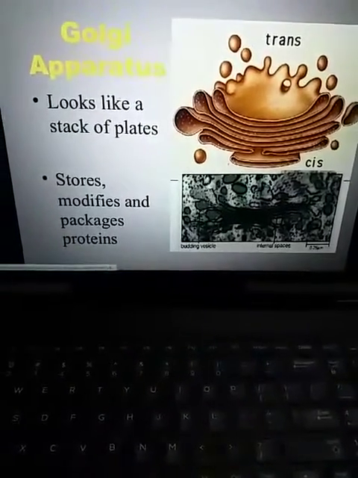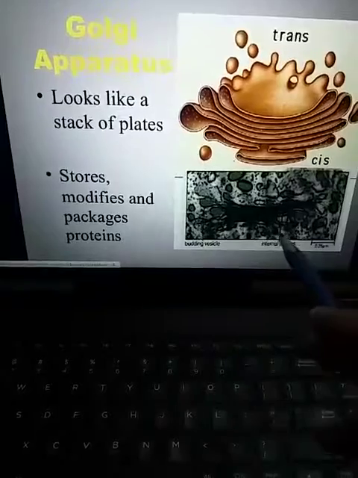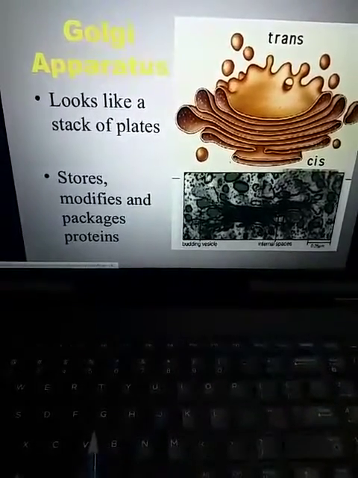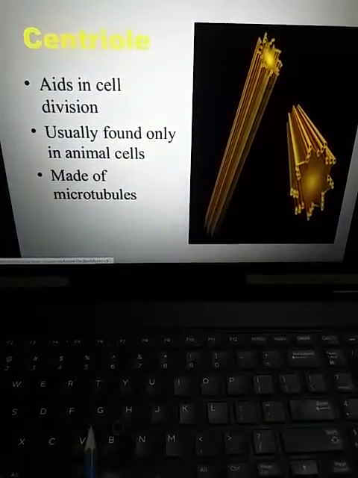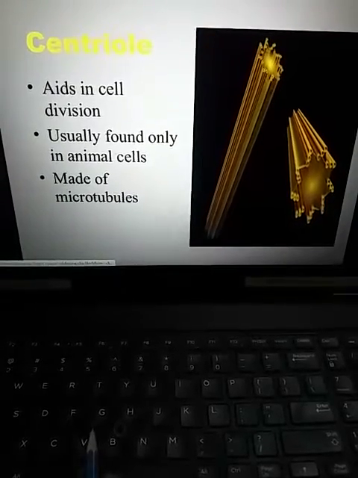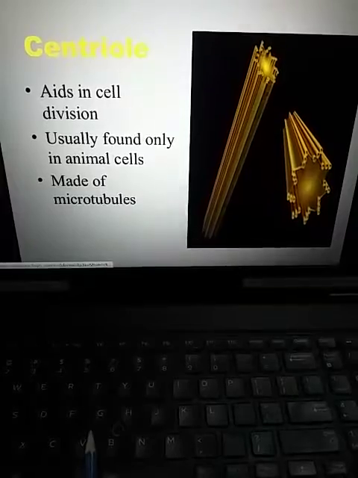Next are the Golgi bodies, or the Golgi apparatus. They look like stacks of plates. They store, modify and package the proteins which are formed by the ribosomes. Next, the centrioles, which are present in both plant and animal cells. These centrioles aid in cell division. They are usually not found in the plant cell but only in the animal cell.